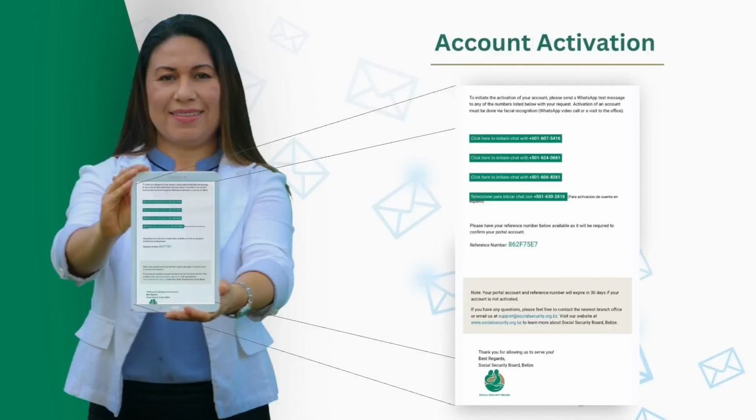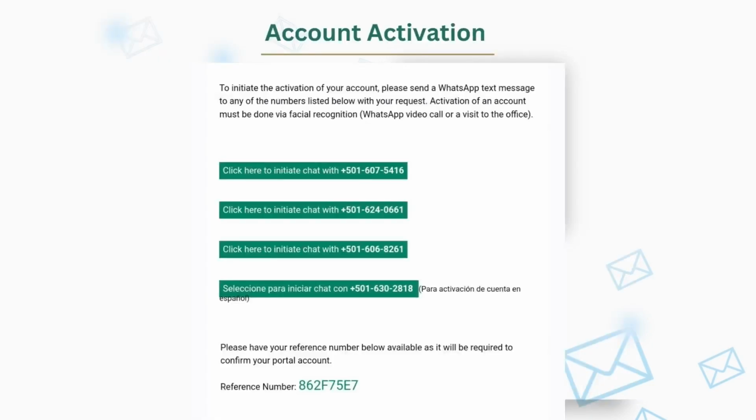Upon clicking the Link My SSN option, you will receive an email confirming your request for account activation and further instructions on the final step. Ensure to read the email you received in its entirety. After reading the email, proceed to initiate a WhatsApp chat with an account activation agent by clicking on any of the cell numbers provided in the email. For your convenience, a bilingual chat option is available for account activation.